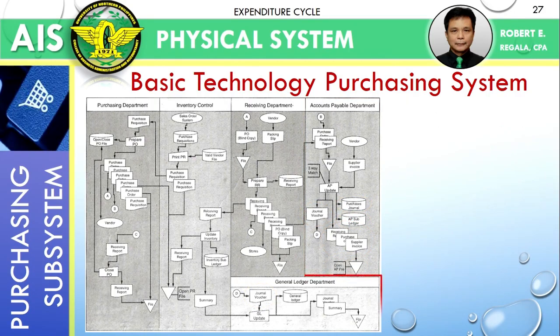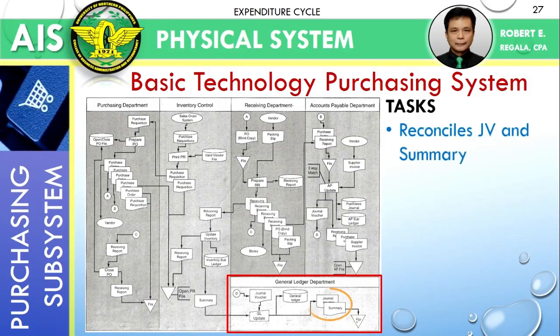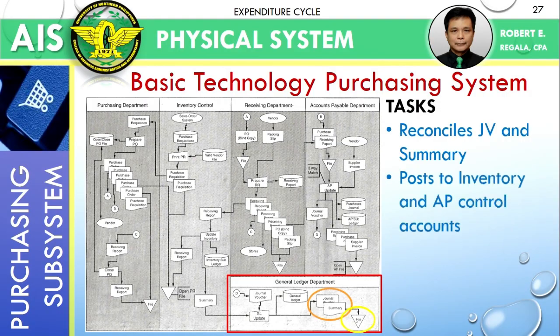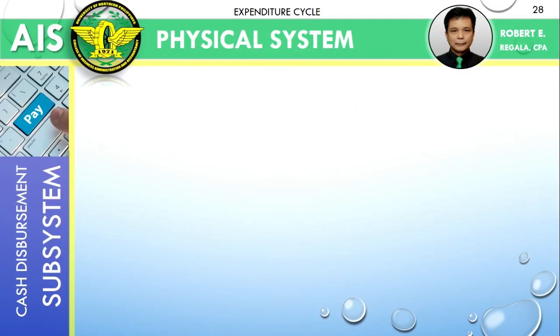The General Ledger Department. The General Ledger Department receives a journal voucher from the Accounts Payable Department and an account summary from Inventory Control. The General Ledger clerk reconciles this and posts to the Inventory and AP Control accounts. With this step, the purchases phase of the expenditure cycle is completed.